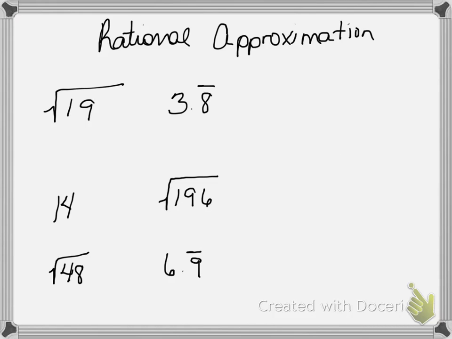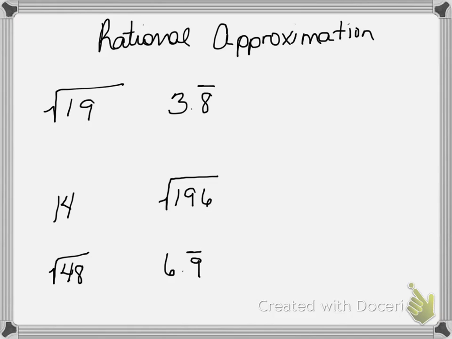Okay, now let's look at some rational approximations. A rational approximation of an irrational number is a number that is really, really close to, but not equal to, the value of an irrational number. So it's close, but it'll never be equal to. We're rounding, basically, is what we're doing.